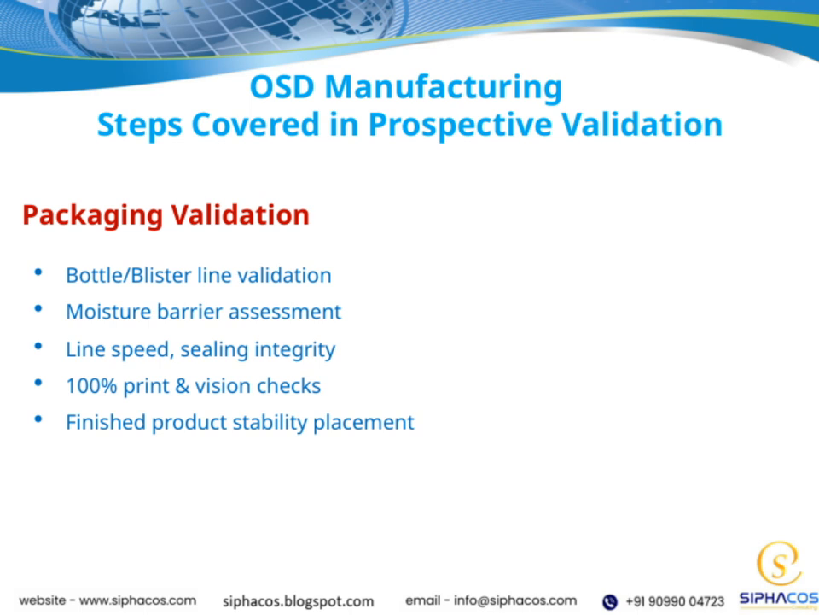We also evaluate line speed and sealing integrity, making sure that the manufacturing process is efficient without compromising quality. Additionally, we perform 100% print and vision checks to verify that each package meets our quality standards, ensuring no defects or inconsistencies slip through. Lastly, we assess the finished product stability placement, which confirms that the final packaged product remains stable throughout its shelf life.